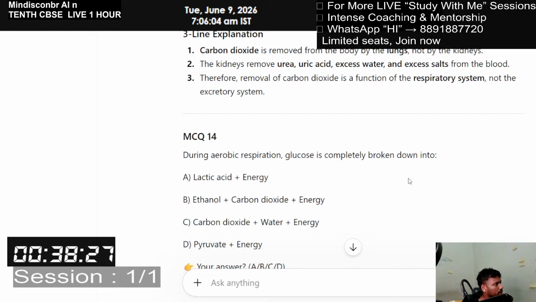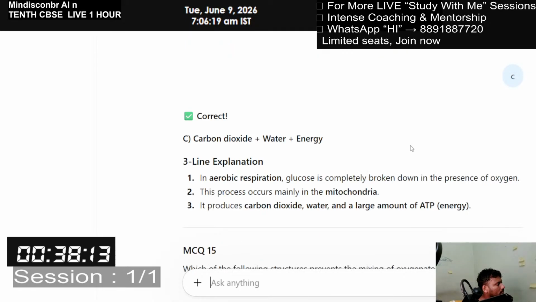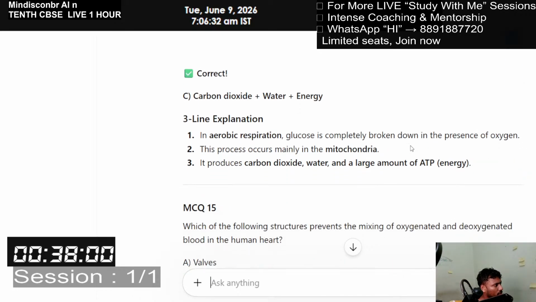During aerobic respiration, glucose is completely broken down into carbon dioxide, water, and energy. C. Explanation: In aerobic respiration, glucose is completely broken down in the presence of oxygen. This process occurs mainly in the mitochondria. It produces carbon dioxide, water, and a large amount of ATP, energy.